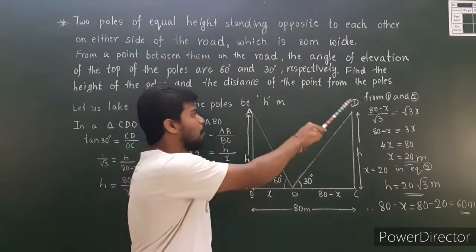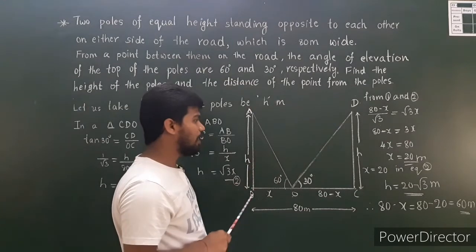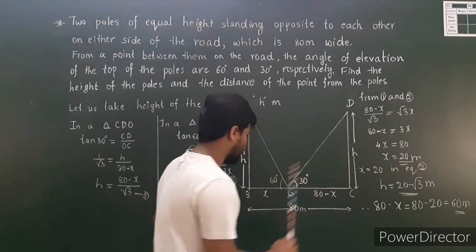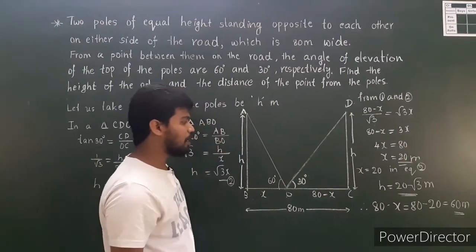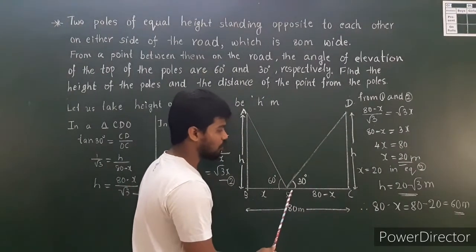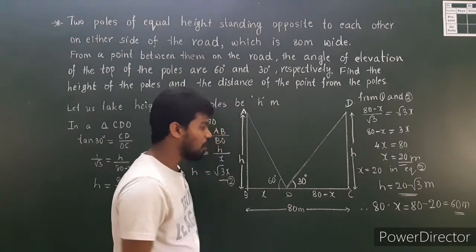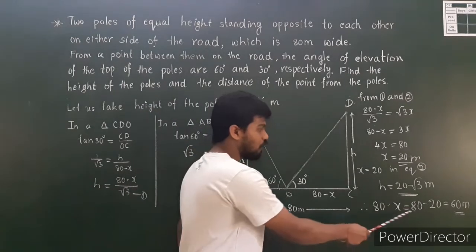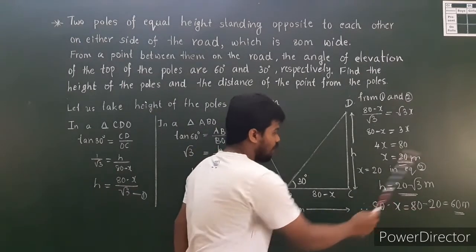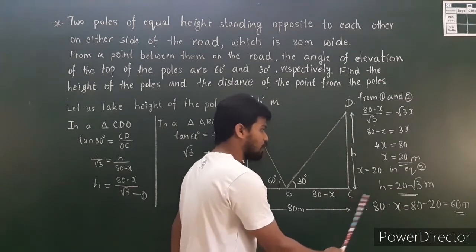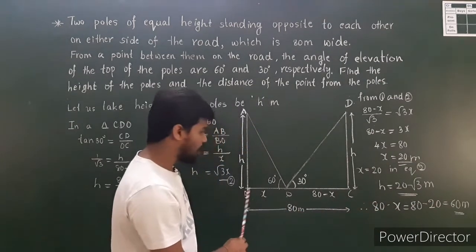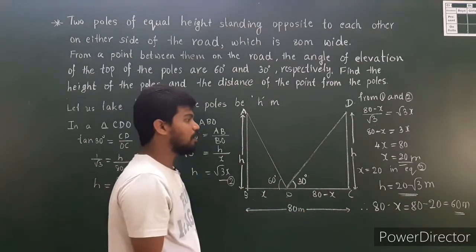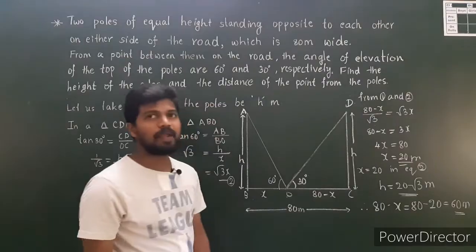Therefore, the height of the pole you get is 20 root 3 meters. And X you already got, that is 20 meters. From here to here it is 20 meters. Now you find 80 minus X. So the distance OC you have to find out. You know that OC is the distance, that is 80 minus X. Substitute 80 minus 20, you get 60 meters. So from here to here it is 60 meters. So from B to O you have 20 meters, and the height of the pole you get is 20 root 3 meters.